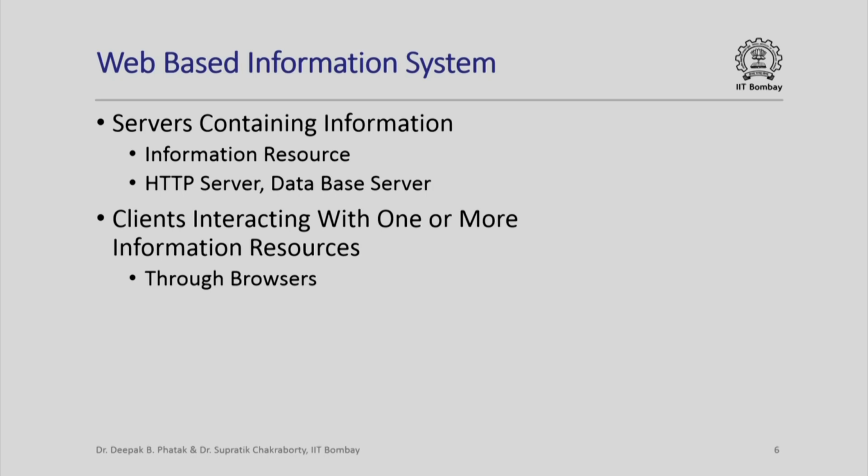Web based information systems then evolved, in which large servers containing information would act as information resource. These would house instances of what is called HTTP server or database server, etc. This information on such servers would be accessed by client machines which are connected on a network to this server, and these interact with one or more information resources through browsers. Today's world, you take all of this for granted. It was not easy for people to conceive and implement such systems in the early days.